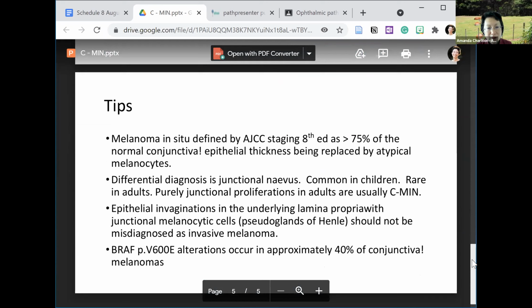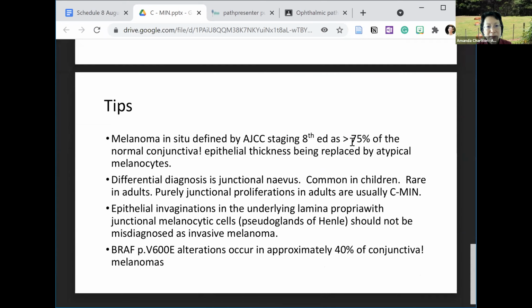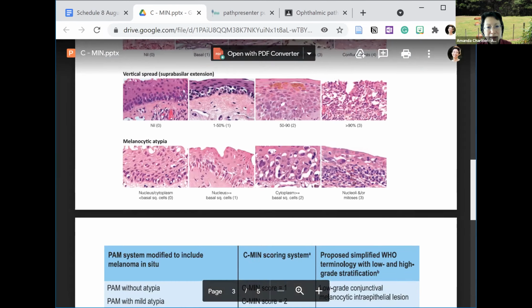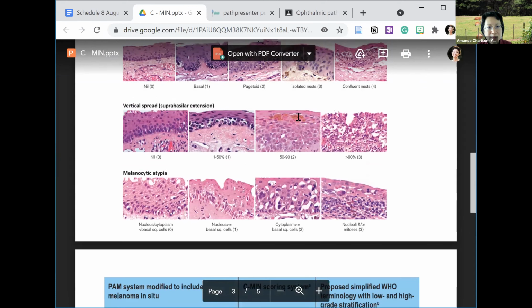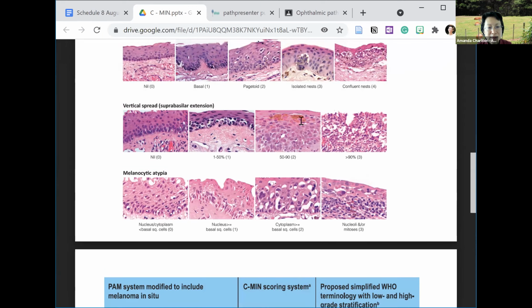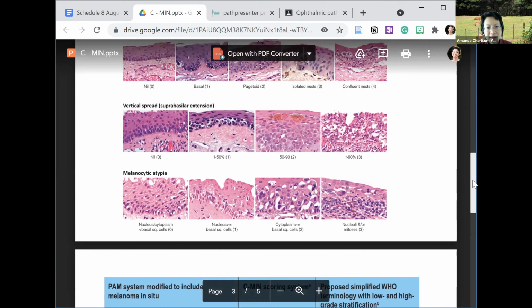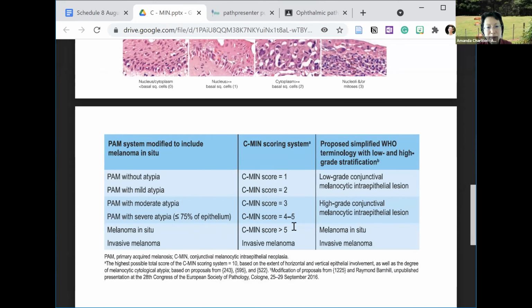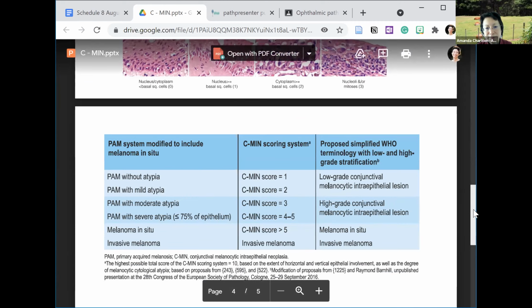There is now a defined definition as greater than 75% of the epithelial thickness. Greater than 75% of the epithelial thickness. So this one up here is greater than 75% of the epithelial thickness. And it would be. And how much score? Yeah. And C-min greater than 5 when you add it all up. Okay.